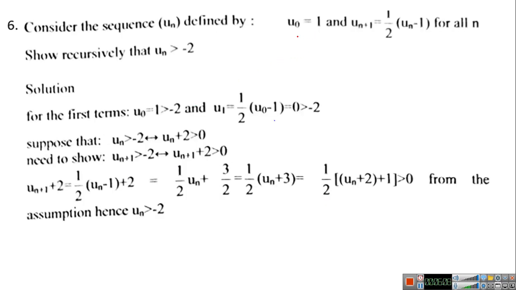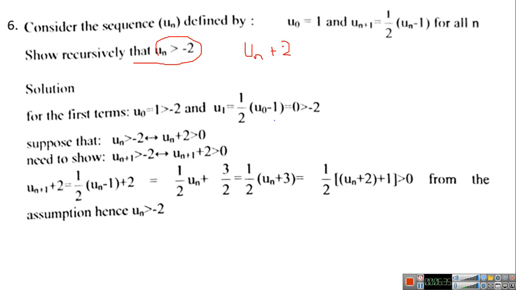6. Here you have a recursive sequence. I cannot do it the same way as I did up. I have 2 steps. So I want to show recursively that un is bigger than minus 2, that minus 2 is a lower bound. So here in this case, before we used to say un directly plus 2, I use the given and I want to prove bigger than 0.